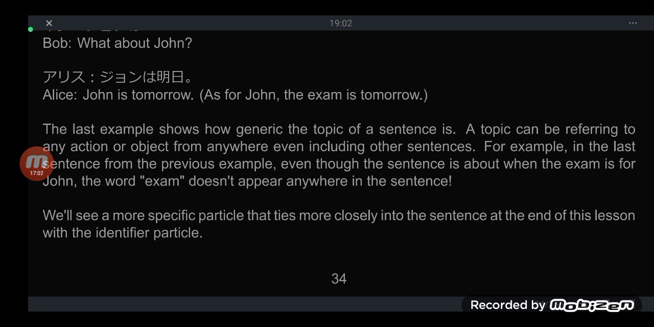Remember, I have mentioned a while ago, the wa is a subject particle. It goes right after the subject, it describes the subject. It is a descriptive particle, it forms a descriptive type of sentence, it forms a descriptive type of clause. So that's the function of wa.